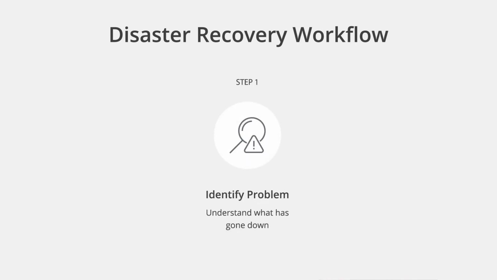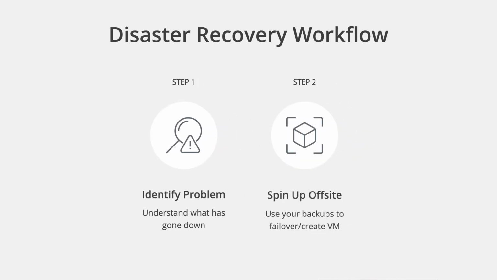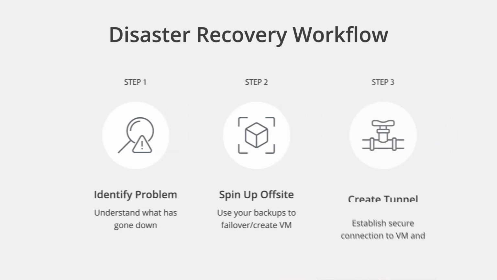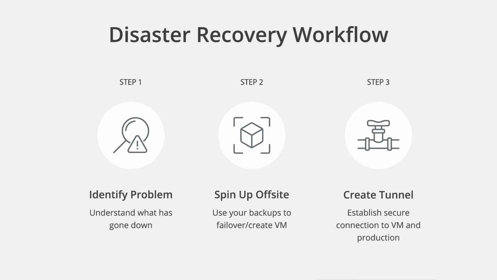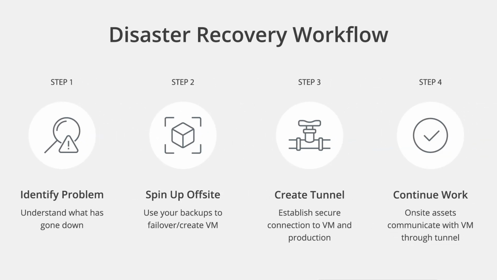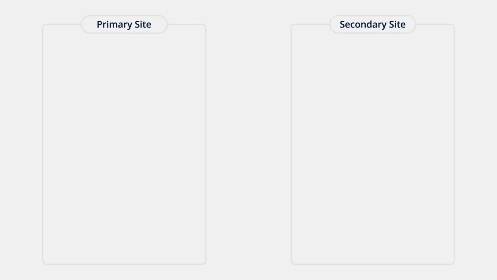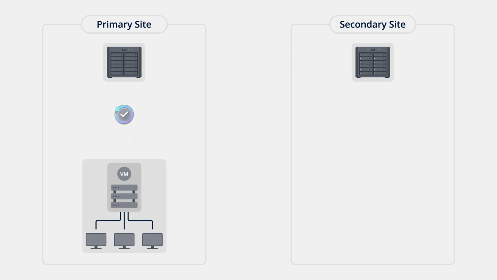So your workflow is going to look something like this. Step 1, you're going to identify the problem and see what went wrong. Step 2, you're going to actually restore from your backups off-site and spin that critical infrastructure up as a VM, for example. You then want to create a secure tunnel between the two locations, at which point you continue working. But in the Synology environment, it's going to look something like this. It's actually going to use a couple different components. At both sites, you're going to be utilizing Synology NAS and a couple applications there. At your primary site, you'll be using Active Backup for Business to pull backups for your endpoints, your servers, and your VMs that might be at your primary site.